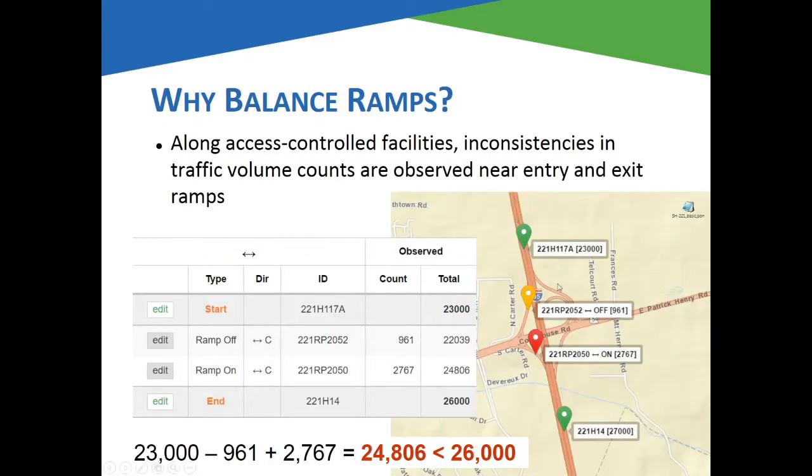So getting into this part of it, what is ramp balancing and what does it even mean? It means that along these access control facilities, you get inconsistencies in your traffic counts. You might have a permanent counter, which is the green balloons here, the green markers. They might be counting along your network, and then you have your ramps on and off the network, and you may discover that if you perform a computation of adding and subtracting ramp volumes, the values that you might compute do not equal the values that you have measured. And there is a need then to perform this thing called balancing.